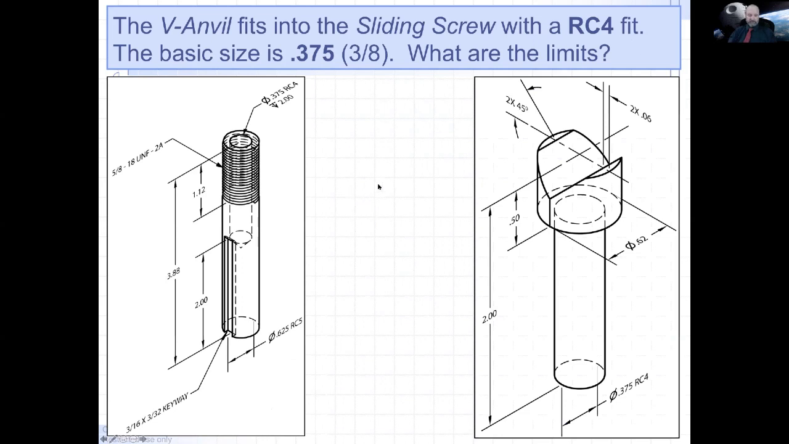Okay, so here you see the shaft. It says down in the lower right here, it says RC4 fit, and it has a basic diameter of 0.375 inches. Okay, 3/8 of an inch. Okay, so what are the tolerances for this?